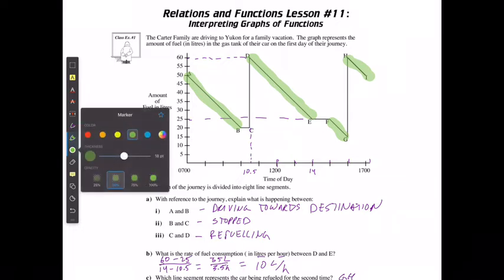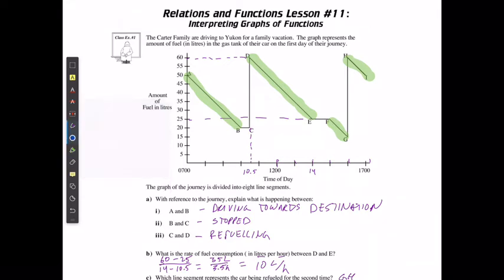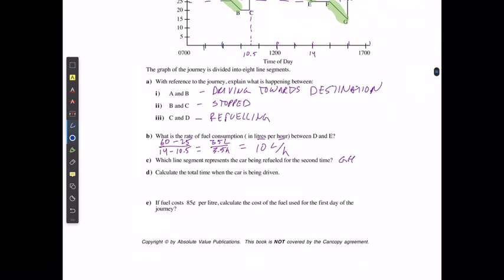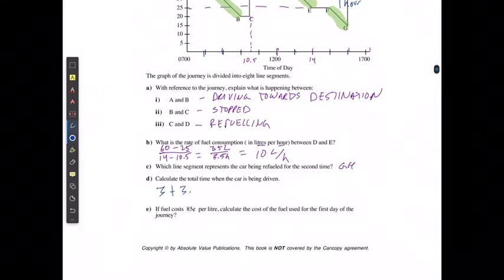For these ones, I can see that it passes 1 tick, so those are each going to be 1 hour. I already solved for D to E when I was solving for the rate. We had 3.5 hours pass. And going from A to B, I had 1, 2, 3 ticks, so that's 3 hours. So if I'm looking at the total time driven, I'm just adding up the changes that are happening. I have 3 hours plus 3.5 hours plus 1 hour plus 1 hour. The total time driven is 8.5 hours on this first day.